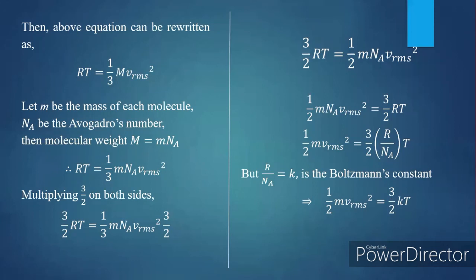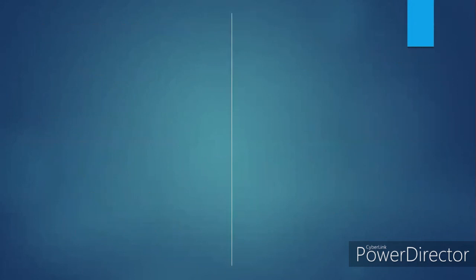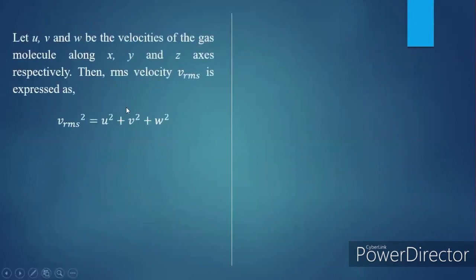So you'll get 3 by 2 kT. Now we have to prove that each degree of freedom carries energy half kT. For that, what you have to do is consider components of velocities. Substitute for VRMS square equal to U square plus V square plus W square, where U is the velocity along the x-axis, V is the velocity along the y-axis, and W is the velocity along the z-axis.